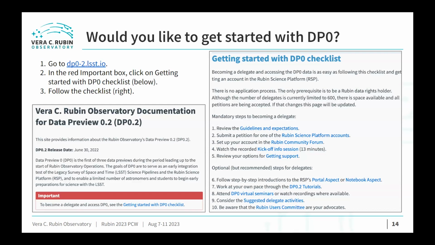And if you already have an account in the RSP and you want to start logging in now, that would be good. You can log in. You're going to use the notebook aspect, right, Mario? Yeah. So log in and start up a server on the notebook aspect now, and then you'll already be in there when it's time to go. Yes. So that's how you get started.